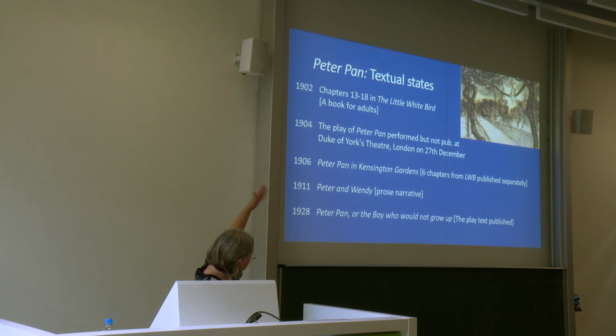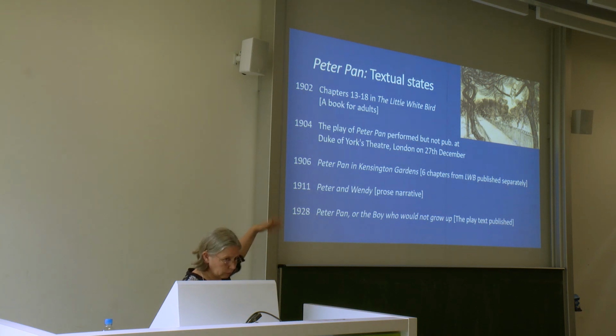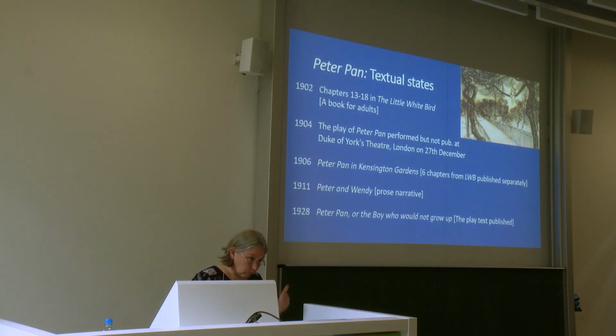1906, he takes out those earlier chapters from The Little White Bird and he publishes them as their own thing. In a way, this is like the first full version, if you like, Peter Pan in Kensington Gardens. 1911, what is probably the standard text. If you read Peter Pan, this is probably what you're reading, Peter and Wendy, prose version. And finally, 1928 play version that is quite different, quite revised actually from the earlier version, but it's finally published in 1928. So you've got multiple texts and different forms as well.